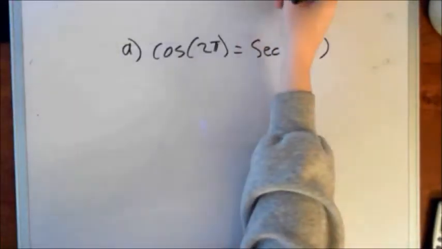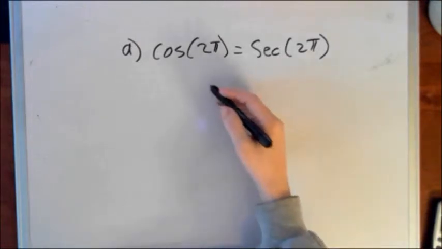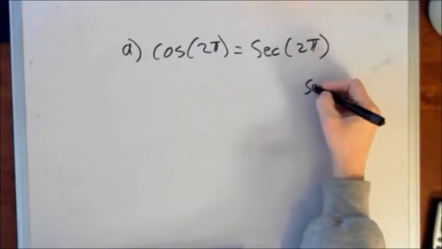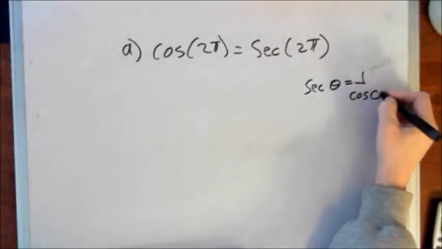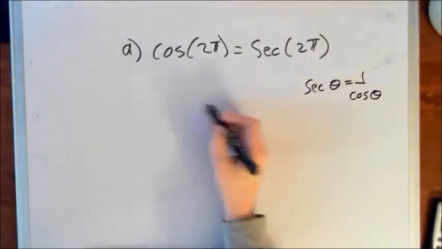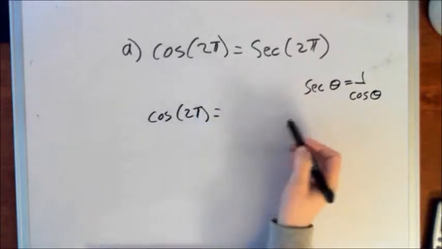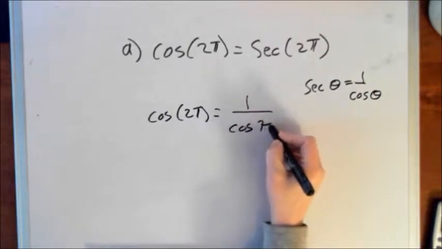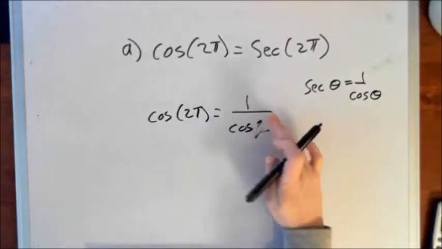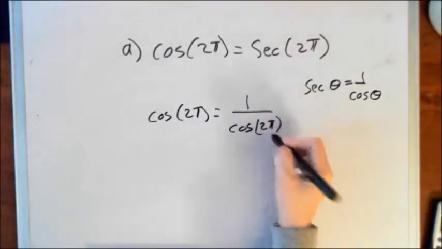And again, we're just evaluating these to see if they are equal or not. So looking at this, let's write down the identities that we can use. So we know that secant theta is equal to 1 over cosine theta. So simply rewriting this, I can say cosine 2 pi is equal to 1 over cosine of 2 pi.